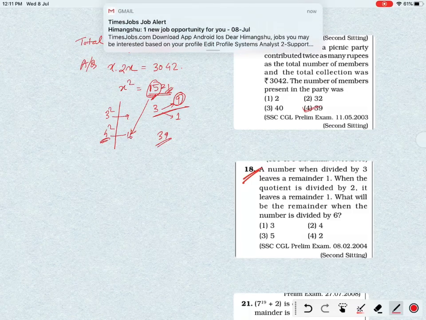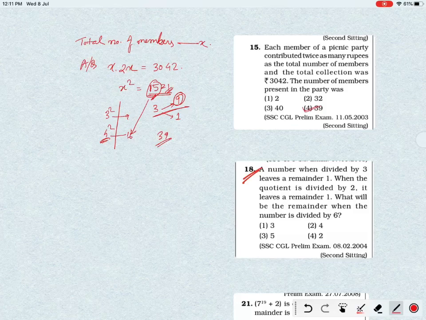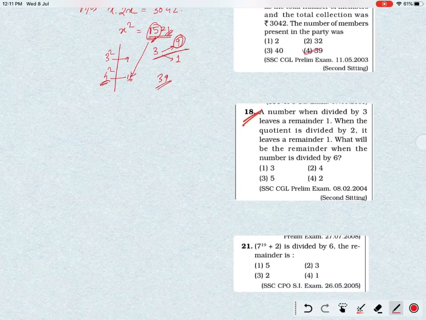If you are not clear with this square root finding method, I'll come up with another video, don't worry about that. Okay, now moving forward, a number when divided by 3 leaves a remainder 1. When the quotient is divided by 2, it leaves a remainder 1. What will be the remainder when the number is divided by 6? Okay, number divided by 3 leaves remainder 1. When the quotient is divided by 2, the remainder is 1.